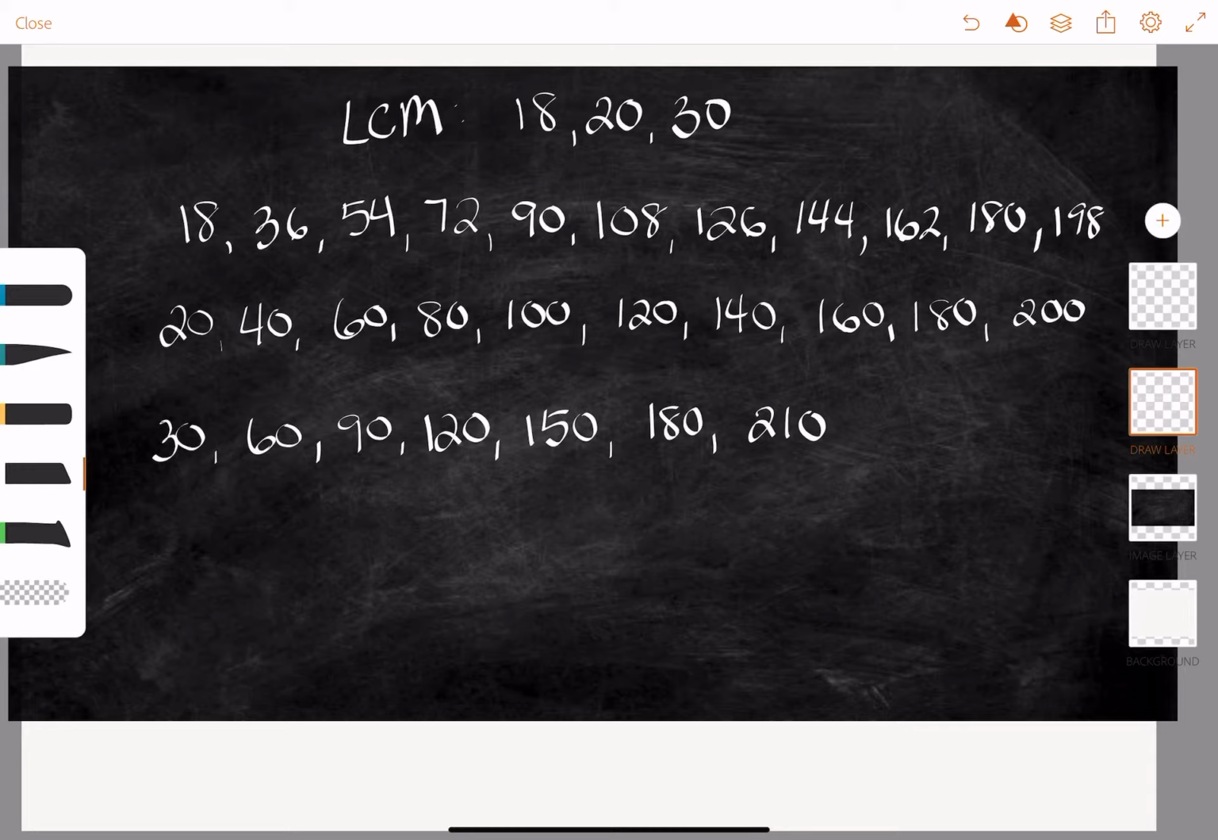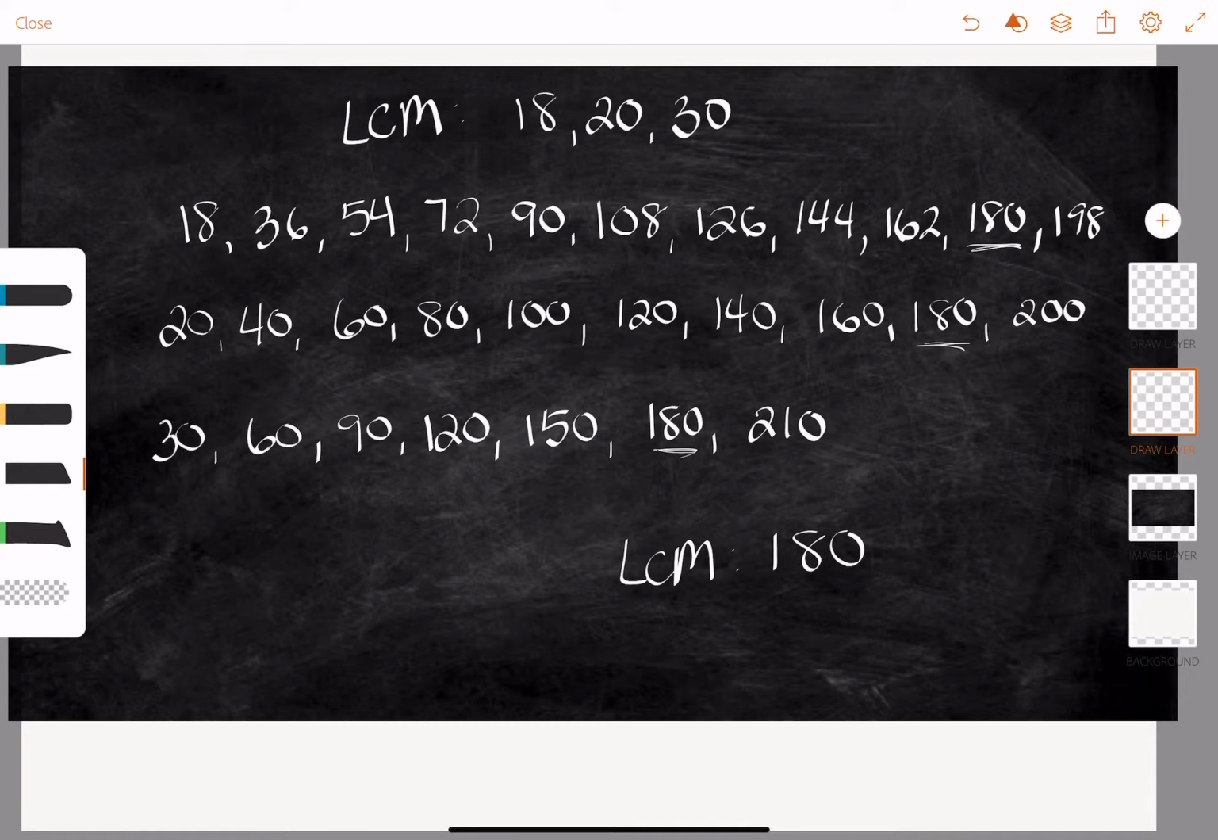Okay, so the lowest common multiple, unlike greatest common factor where we're looking for the largest number that they had in common, this time we're looking for the first number they have in common of all three. So if we look at here, these are all multiples of 10, so we need to find a multiple of 10 here. And our first one is 90, but 20 doesn't have 90. It has 80 and 100. So moving on to our next, we have 180. So 180 does appear in each one of these lists. So our lowest common multiple is 180.